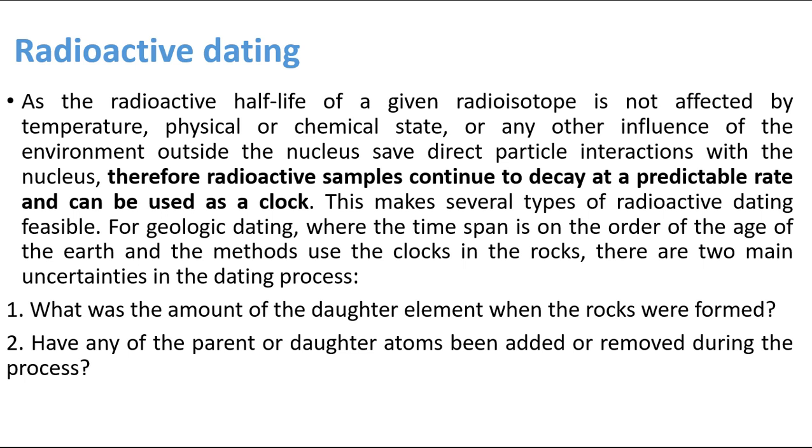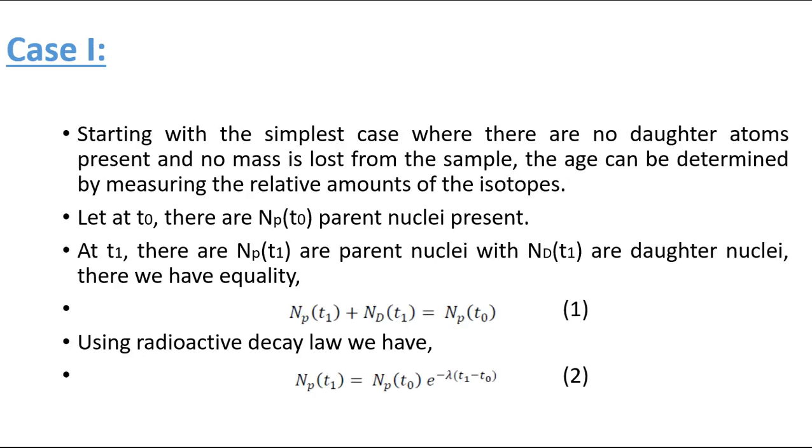For geological dating, where the time span is on the order of the age of Earth and the methods use the clocks in the rocks, there are two main uncertainties in this dating process. First, what was the amount of daughter element when the rocks were formed? This is the one question. Second, have any of the parent or daughter atoms been added or removed during the process? This is the second possibility. So we can usually divide this process into two cases.